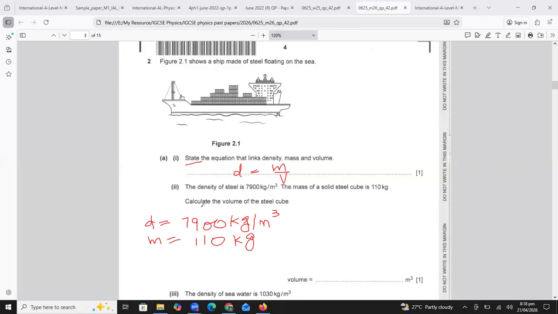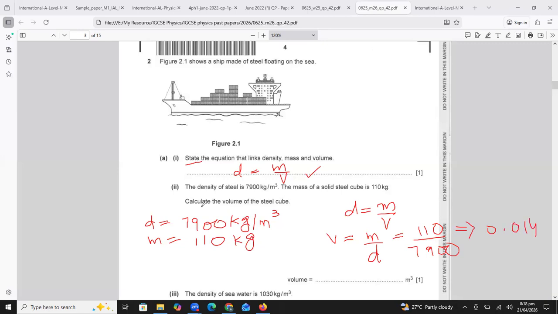So now students, to calculate the volume, we will use the same formula which I have mentioned here. Density is equal to mass upon volume. Now we will make the volume the subject. So volume is equal to mass upon density. So mass is basically 110 and density is 7900. So after division, what will we get?